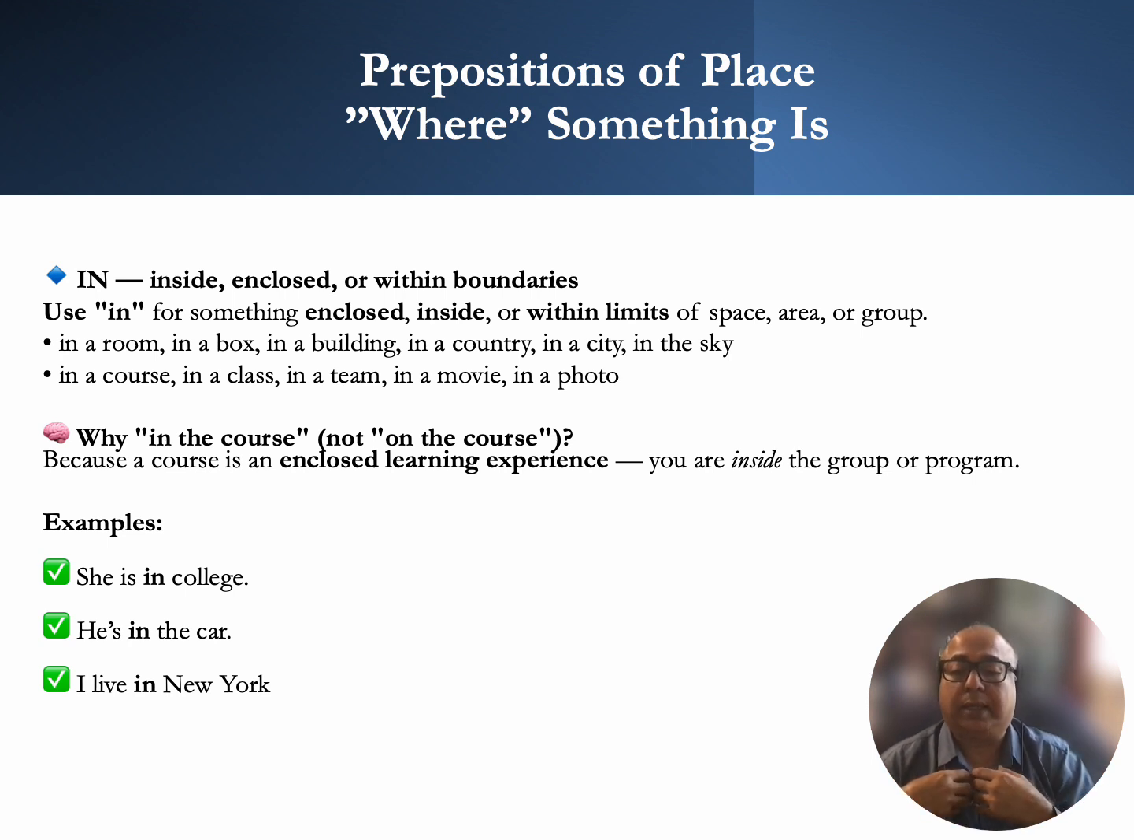So I, for example, I live in New York. And to be specific, I live in Queens. I can't say I live on Queens or I live on New York. In the sky, okay? In a course, in a class, in a team, in a movie, in a photo. These are all prepositions of place. She is in college. He is in the car. Where is Professor Warsi? He's in the car. I live in New York, not on New York.